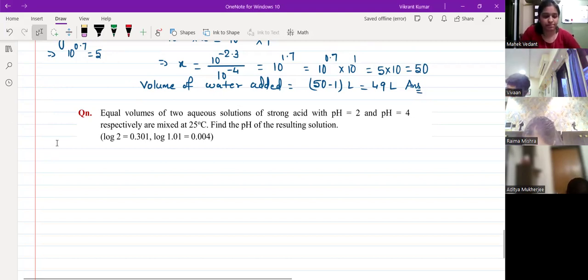Okay, chalo, I have given enough time. Let's see the solution. Now, basically, I'm talking about two solutions which are being mixed.